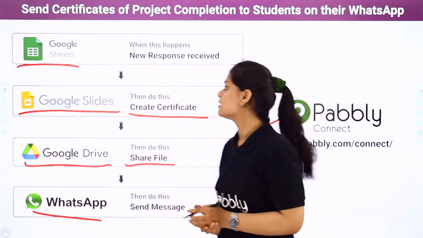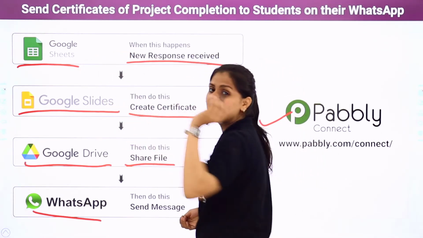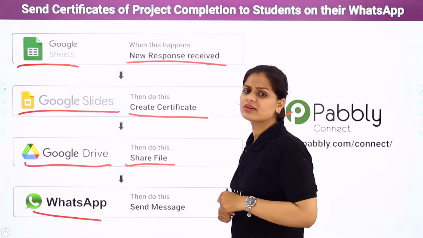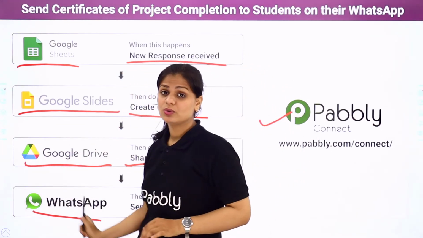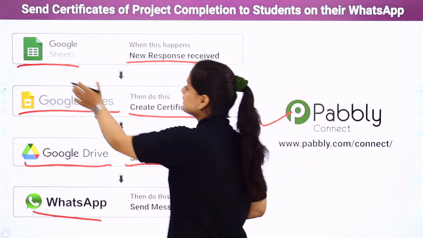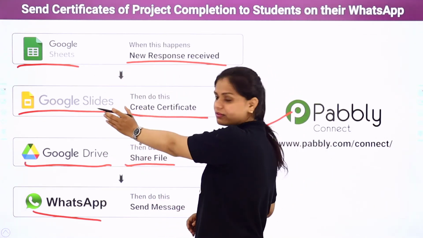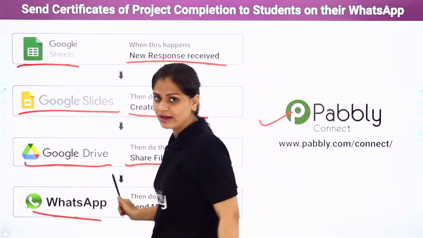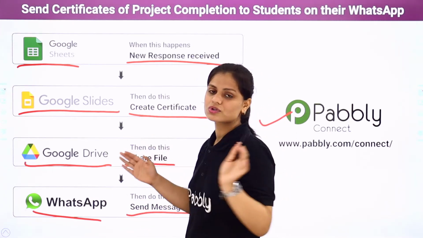So here what will happen is every time a new response will be received into my Google Sheet, every time I'm going to add the data, the certificate will get created automatically. And once the certificate will get created automatically, it will be saved into my Google Drive. Then the message will be sent to that student on their WhatsApp automatically. For example, if I'm going to add the detail for a student named Alex, the certificate for Alex will get created into Google Slides automatically, and that certificate will get saved into my Google Drive, and the message will be sent to Alex on his WhatsApp automatically.